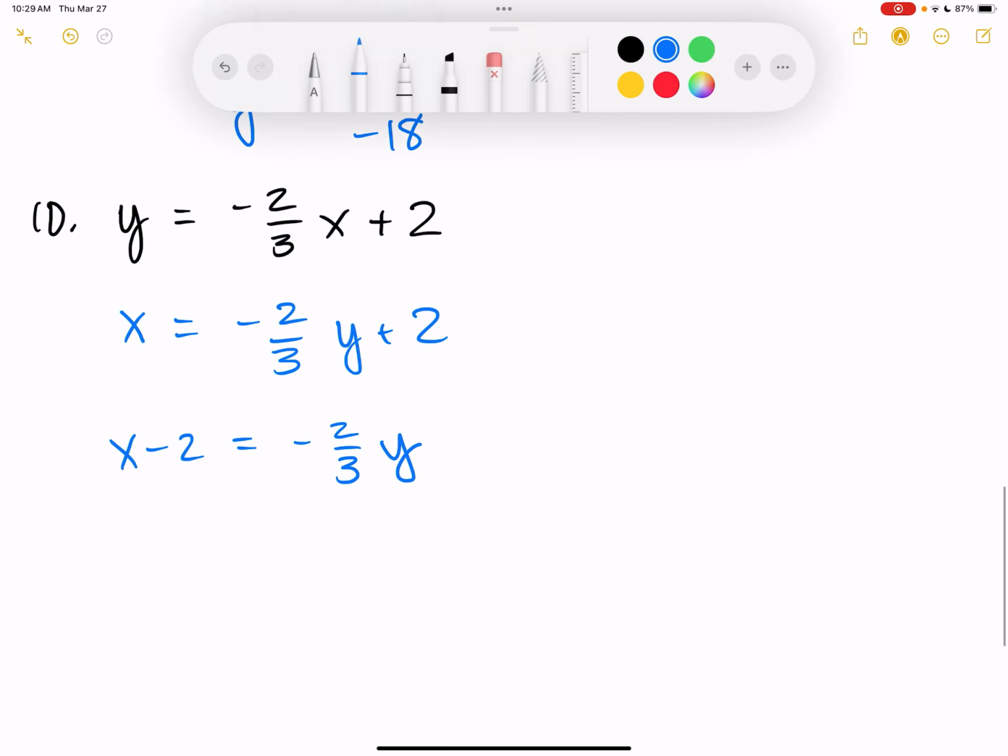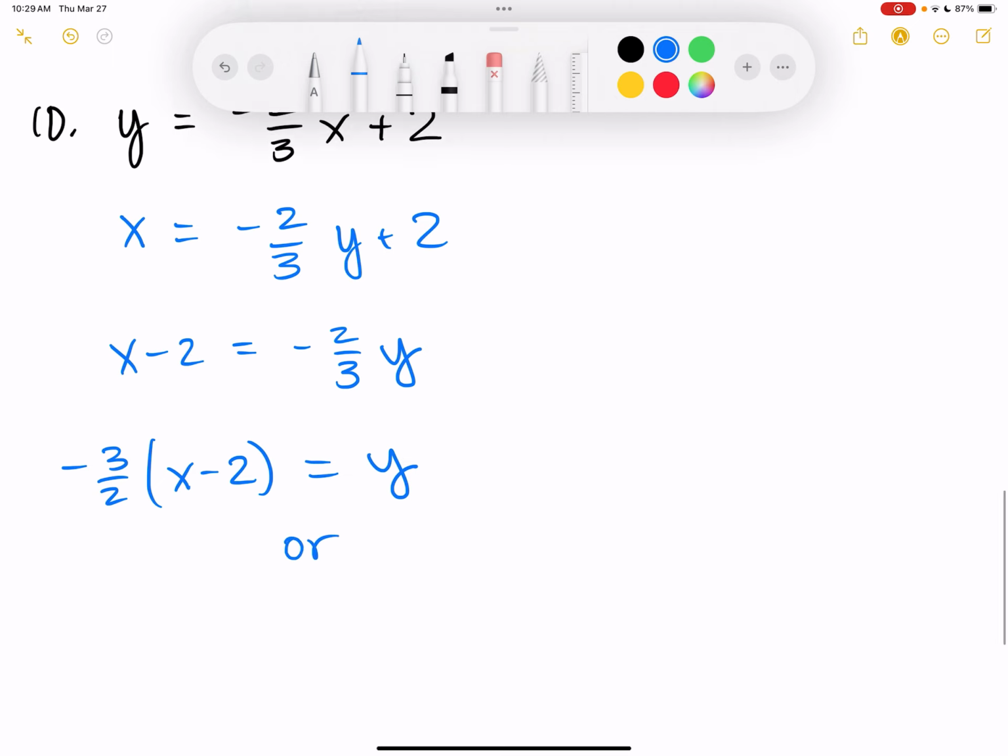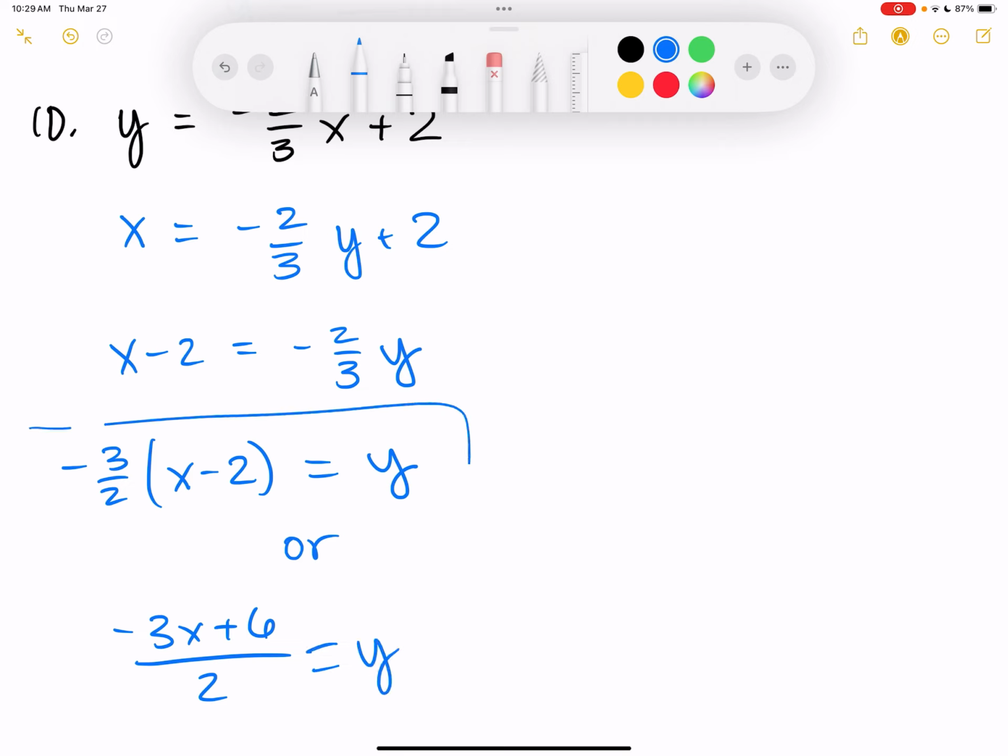Yes, Dan. Negative 3 over 2 times x minus 2 equals y. Doesn't matter where the negative goes, it's just out front. You can either leave it like this, or we can take it a step farther and actually multiply this through and get negative 3x plus 6 over 2. Either way is fine. I would take it either way.